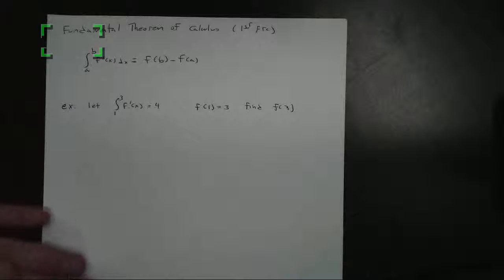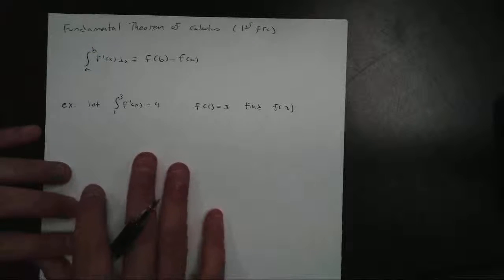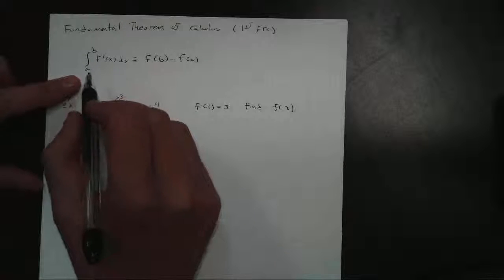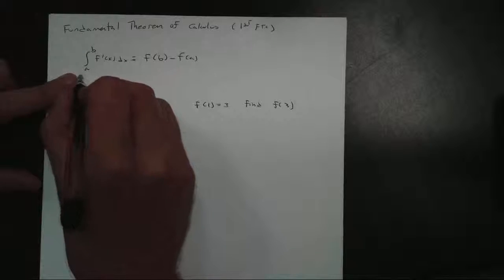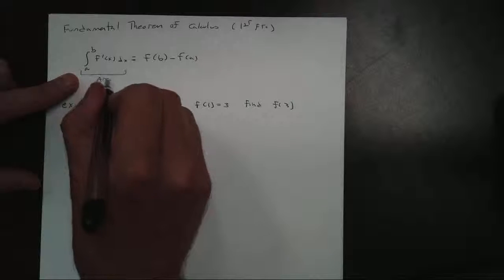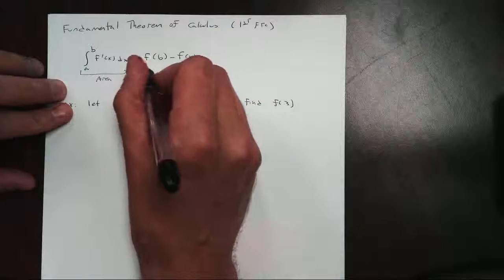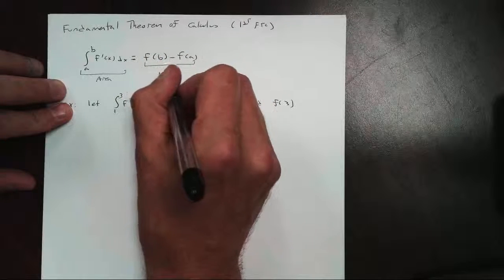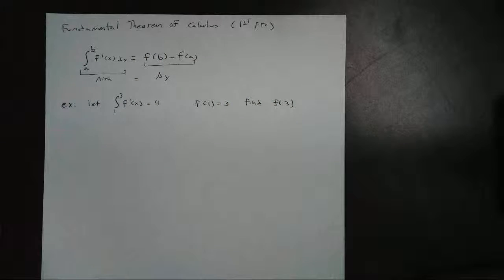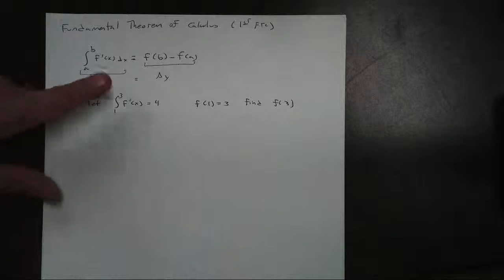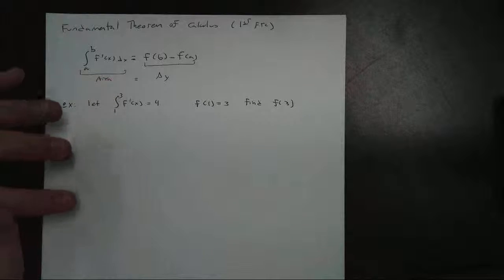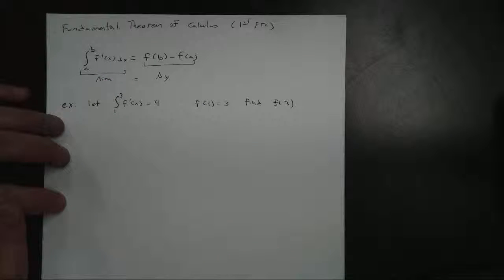Hi, today we're looking at the first fundamental theorem of calculus. Now we may recall what the FTC says is that the area under a curve, remember this is area, from a to b is equal to the change in the y values. Now this is very important for us. That's delta y. So the area equals a change in our y values. Now this can help us solve all sorts of problems in calculus.